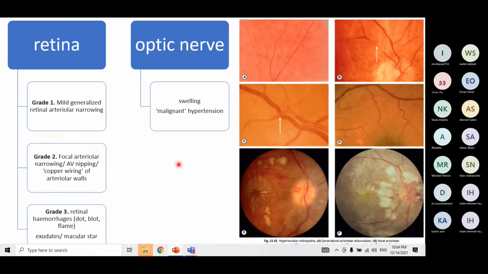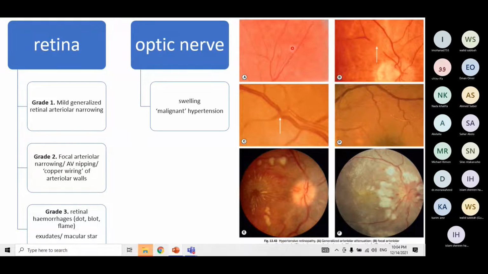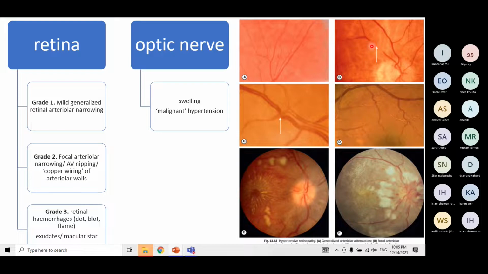The signs can happen in the retina, optic nerve, or the choroid. In the retina, we have grades. Grade 1, mild generalized narrowing; grade 2, focal narrowing. So something like that, you find that the vessel is narrowed. Here is a generalized narrowing of the vessels. Here is the focal narrowing in response to the increased intra-arterial blood pressure. Sometimes there is the copper wiring or the retinal hemorrhages in stage 3 or 4. Sometimes there is leakage in the form of hard exudate or macular star, something like this one.